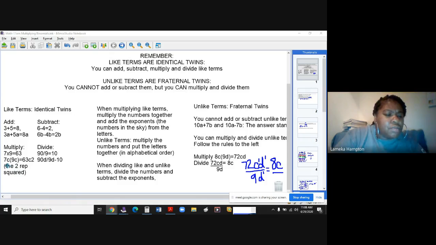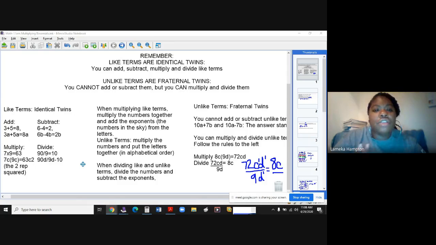Okay. Now we have 7c times 9c. Now the answer is really 63c squared, but the reason why I had to write it that way is because I didn't know how to write the little two in the sky. So that's why I put here the two represents it being squared. Okay. So what does that mean? I have over here in the middle, when multiplying like terms, you multiply the numbers together and you add the exponents, the numbers in the sky, from the letters.